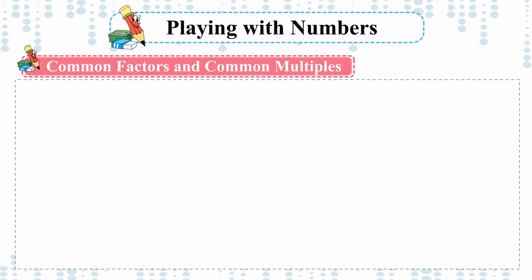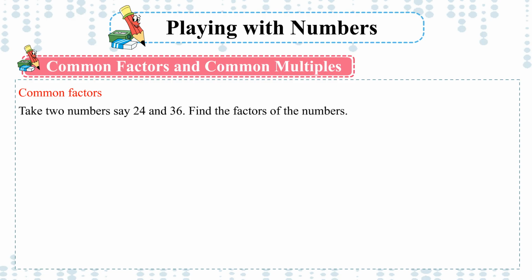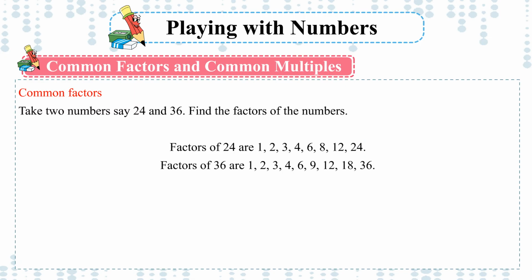Common factors and common multiples. Common factors. Take two numbers, say 24 and 36. Find the factors of the numbers. Factors of 24 are 1, 2, 3, 4, 6, 8, 12, 24. Factors of 36 are 1, 2, 3, 4, 6, 9, 12, 18, 36. So, the common factors of 24 and 36 are 2, 3, 4, 6 and 12.